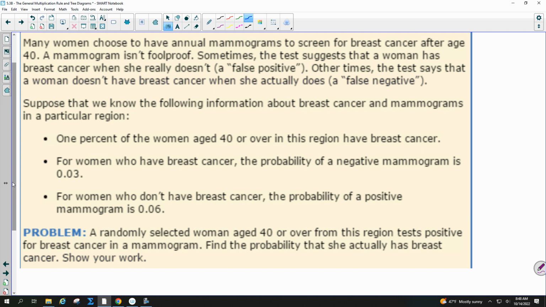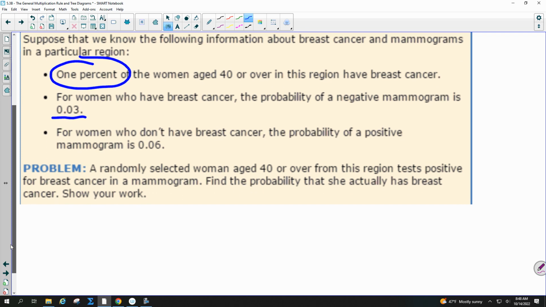1% of women aged 40 or over in this region have breast cancer. For women who have breast cancer, the probability of a negative mammogram is 3%. For women who don't have breast cancer, the probability of a positive mammogram is 6%.